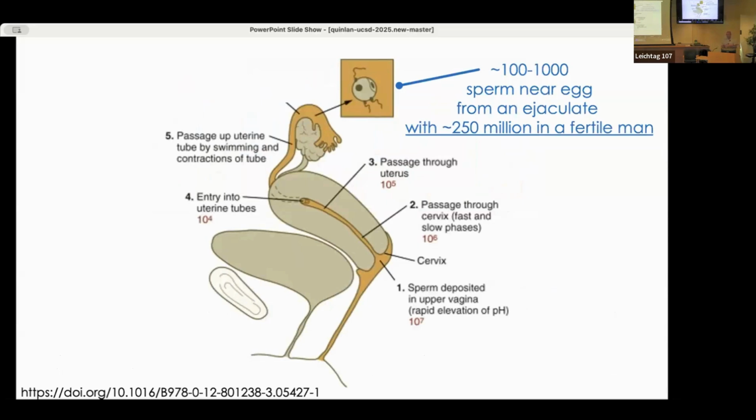And of those, only 1 or 2 or 3, say, have the ability to have the right head shape and the right capsid proteins to make fertilization happen.